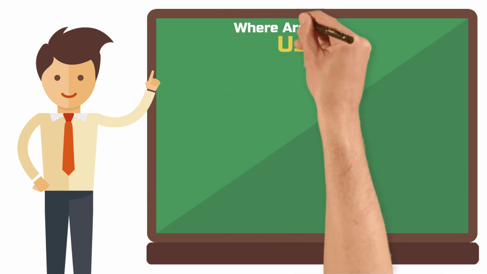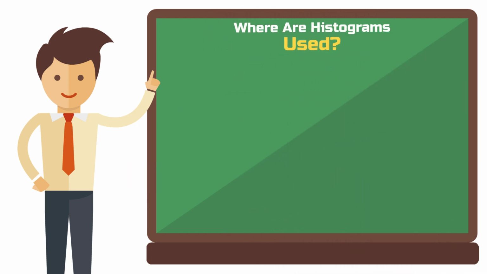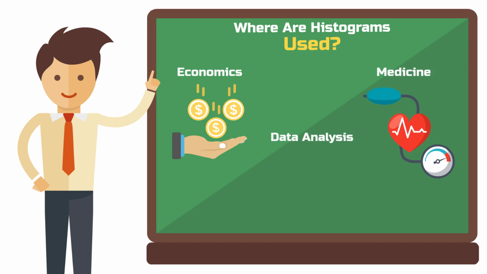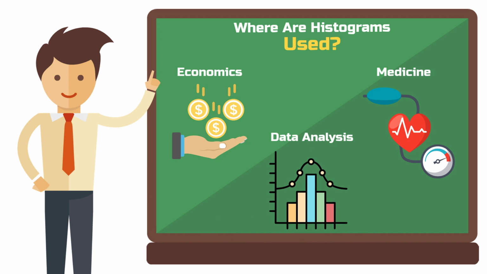2. Where are histograms used? Histograms are widely used across various fields. In economics, for example, they help analyze income distribution across different demographic groups. In medicine, they assist in understanding the distribution of measurements like blood pressure or BMI within a population. They are also crucial for fundamental statistical data analysis, such as checking whether a dataset follows a normal distribution.